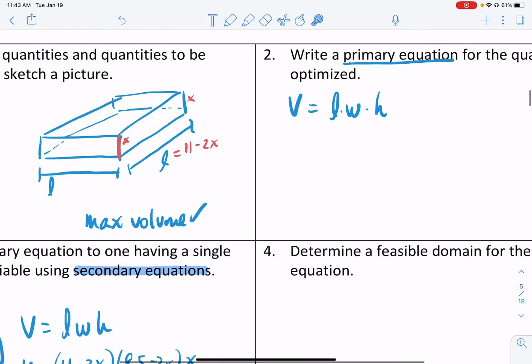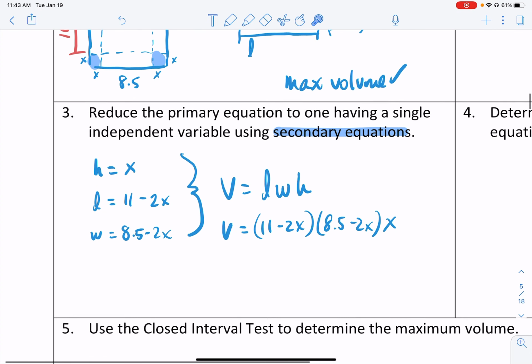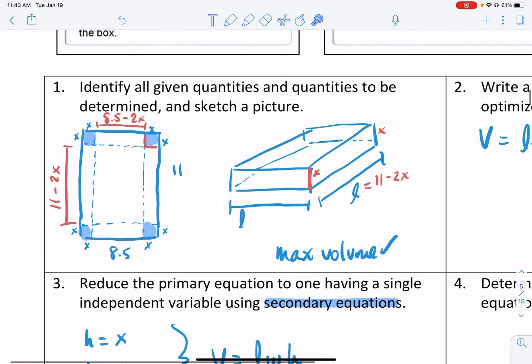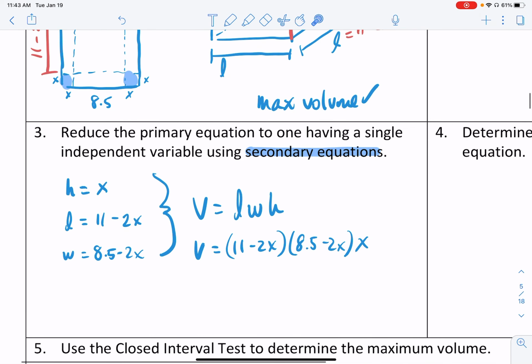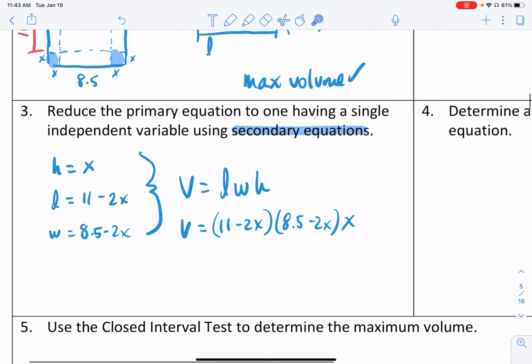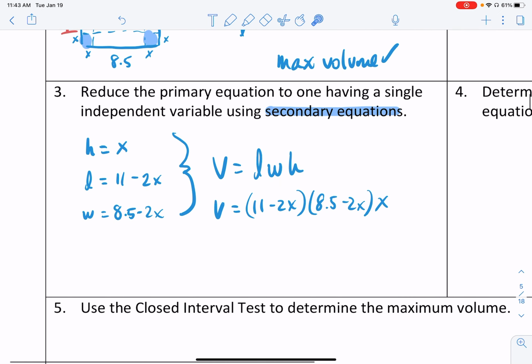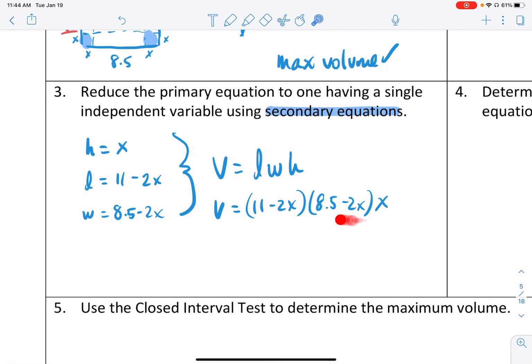We drew a picture, marked quantities. We came up with a primary equation, whatever it is that we're going to optimize. In this case, we wanted max volume, so we came up with an equation for the volume. It had too many variables in it, so we had to get rid of some of those variables with some secondary equation. I had to go back to the drawing board and try to put the length, the width, and the height all in terms of a single variable. And I just happened to choose the x.